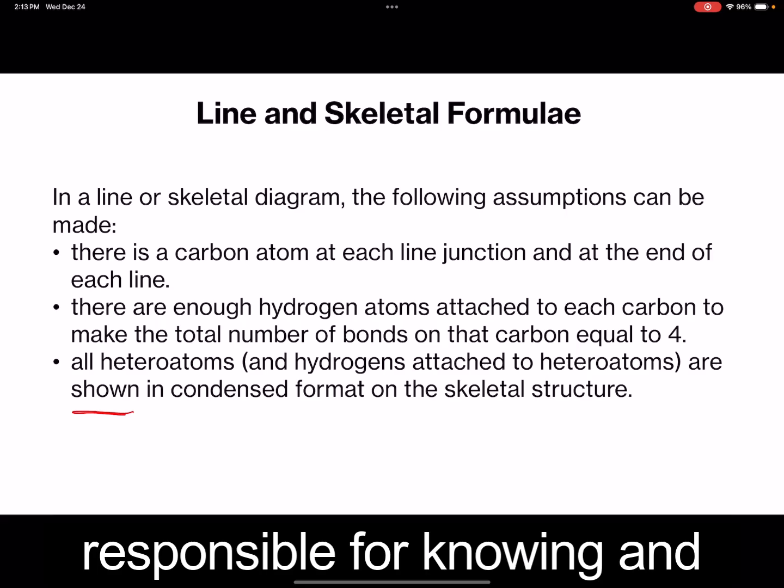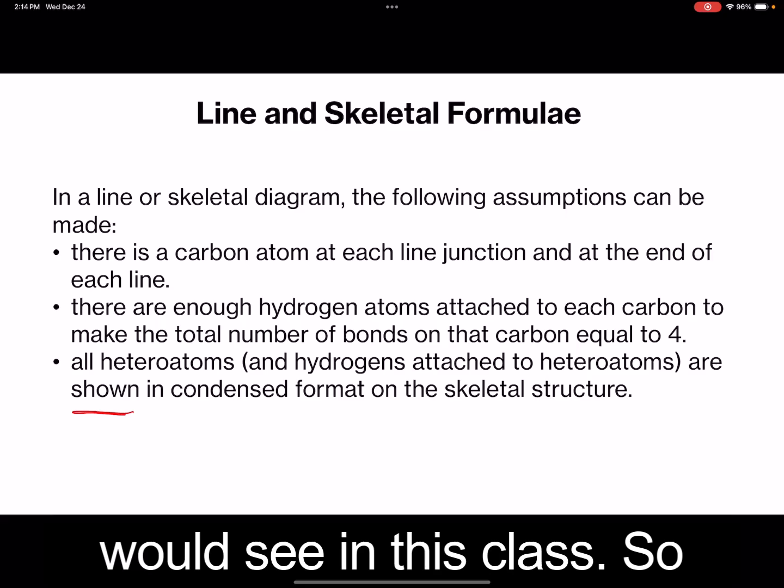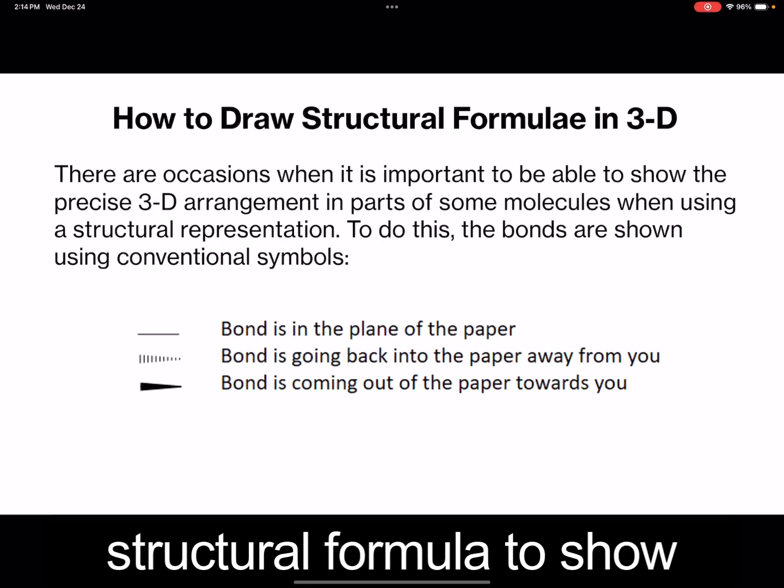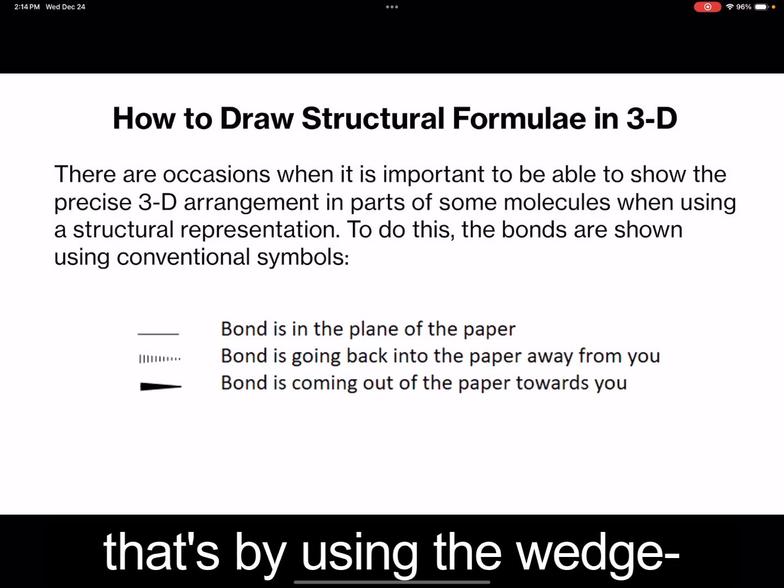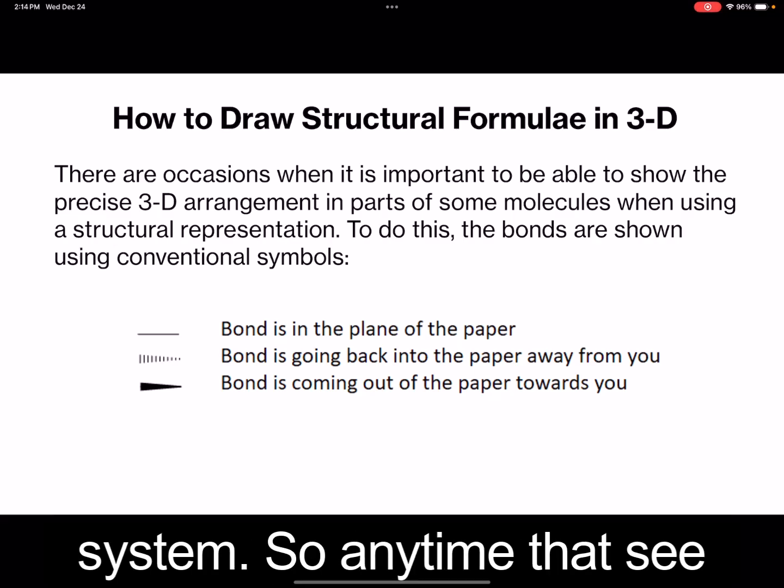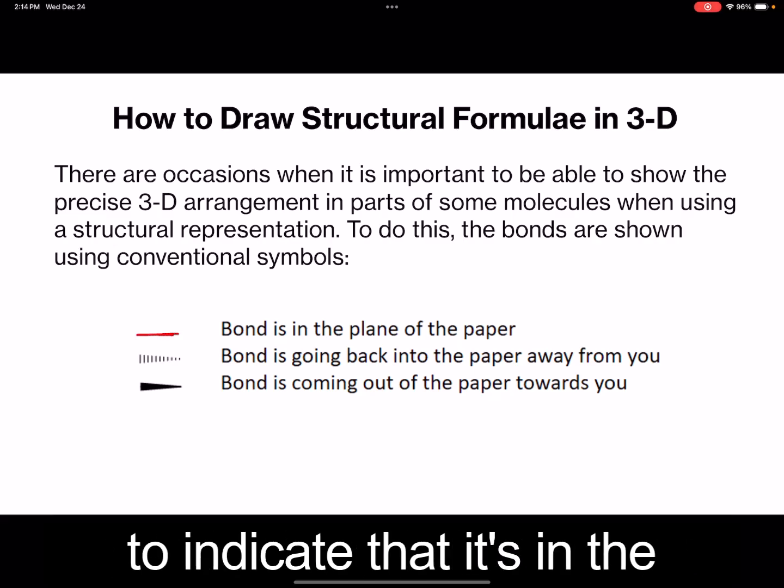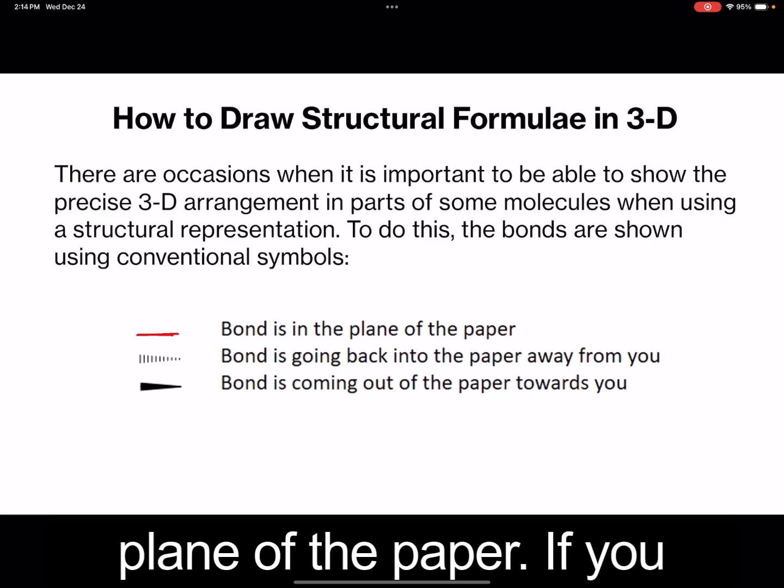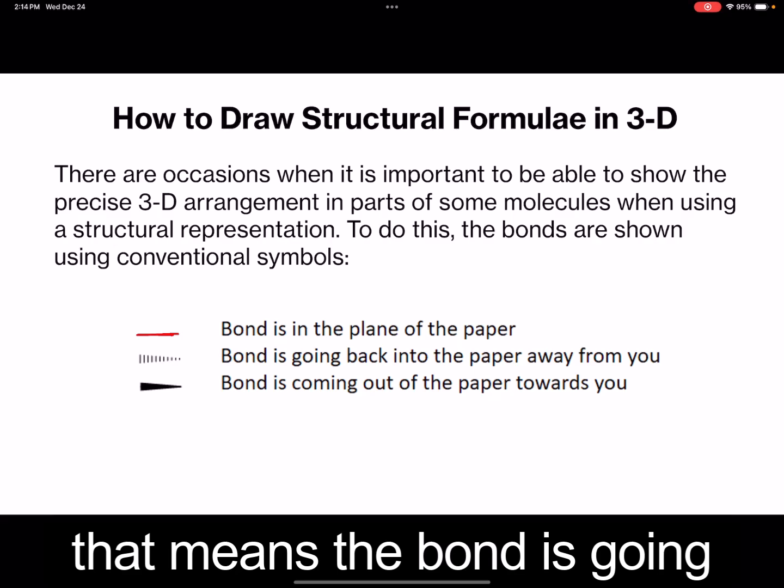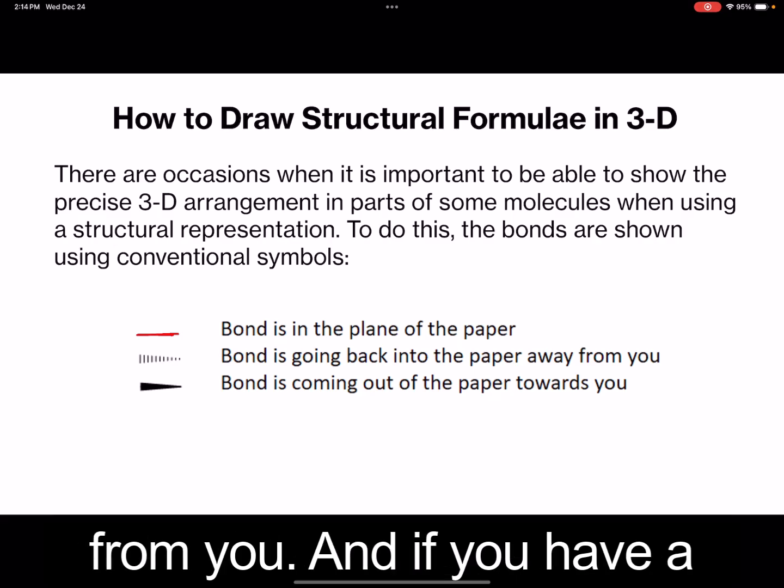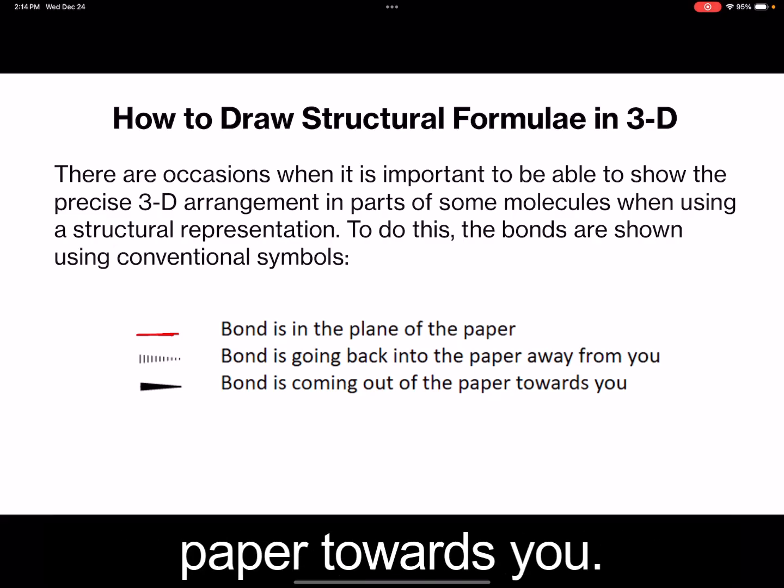You will be responsible for knowing and understanding that in any drug molecule that you would see in this class. So there are also ways in structural formulas to show three-dimensional shape, and that's by using the wedge-dash system, right? So anytime that you see a straight bond, that's going to indicate that it's in the plane of the paper. If you have a wedge that's dashed, that means the bond is going back into the paper away from you. And if you have a solid wedge, that means the bond is coming out of the paper toward you.